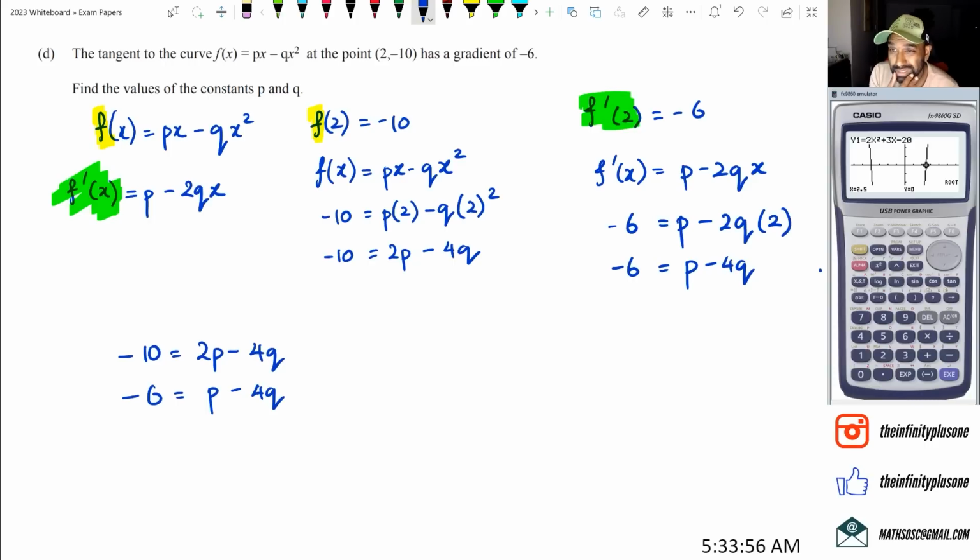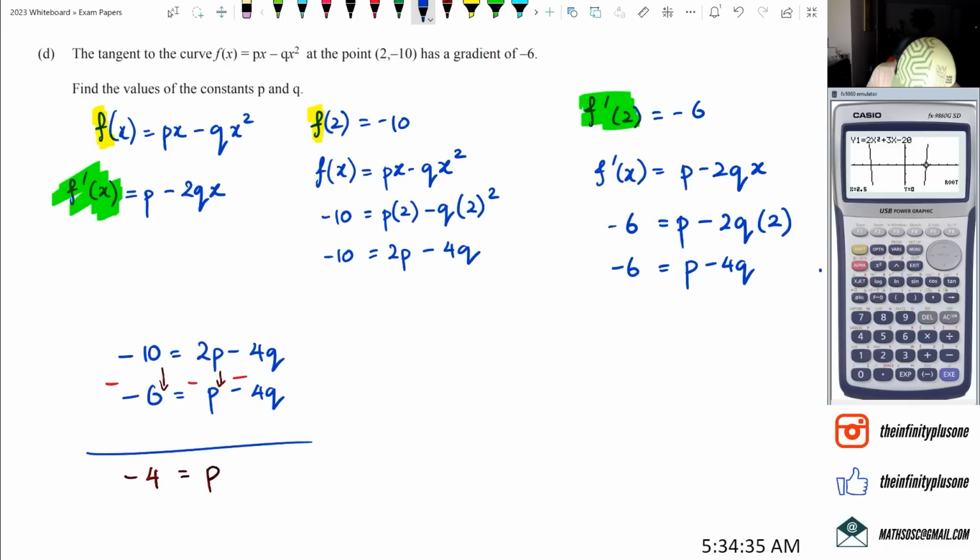All right, so what I'm going to do is subtract one equation from the other, which means I've got -10 minus -6, 2p minus p, -4q minus -4q. So when I subtract, -10 minus -6 is -4. The equal sign stays as it is. Then I've got 2p minus p, which is equal to p. -4q minus -4q will become 0. So I've actually got p is equal to -4.